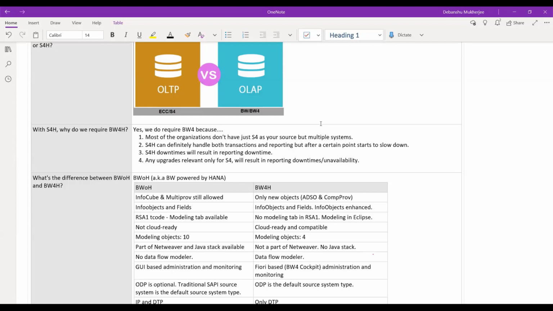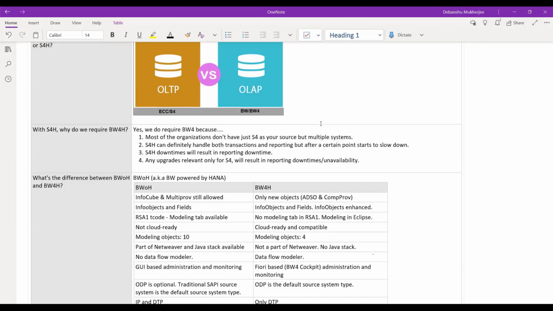Third important point, S4 HANA downtime. Say, for example, you don't have a separate data warehousing, you only have S4. If your S4 goes down, your reporting goes down. But if you have a separate BW, even if your S4 is down due to some reason, your BW will still be operational. You can still continue doing reporting. Of course, your data flow will stop. The movement of data from your transaction system to your data warehousing will stop. But the existing data which you already have in BW will continue to be used. So that is another major reason.